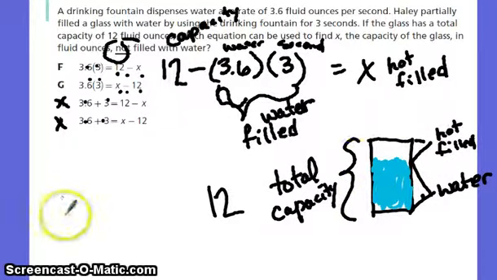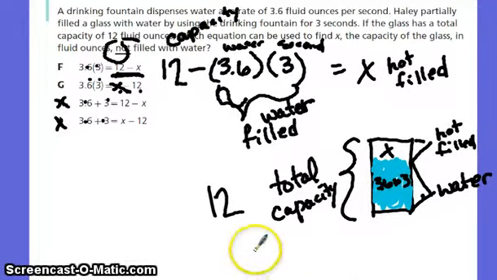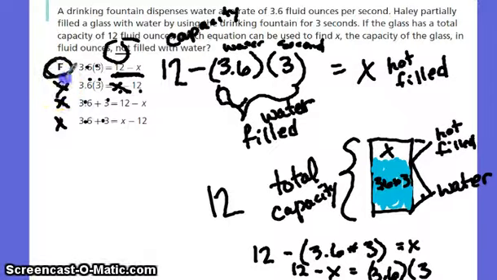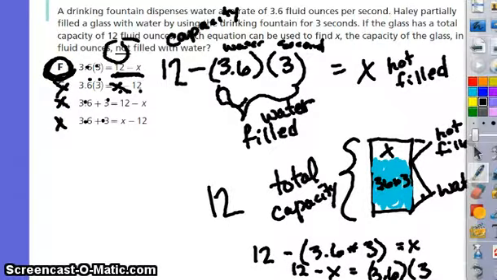No. So the one that's correct here, you can't do not filled minus the capacity. It has to be this one: the total minus what's not filled. This is the x, and this is the 3.6 times the 3 seconds. So you could subtract 12 minus the 3.6 times 3, and that'll give you the x. Or you could say 12 minus the x is going to give us the 3.6 times the 3. Long way around, but that is the correct equation.